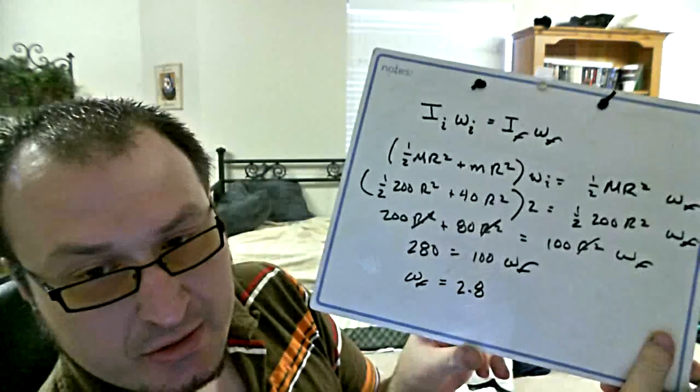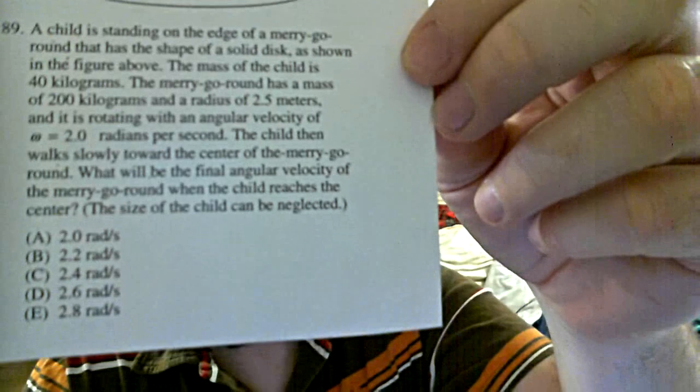And that gets you to your final omega, which is 2.8, and that is one of our answers, answer E. And so that's how we are going to answer the problem. And that's that for that problem. A couple of little tricks in there and a couple of little things that you might not have thought about before.